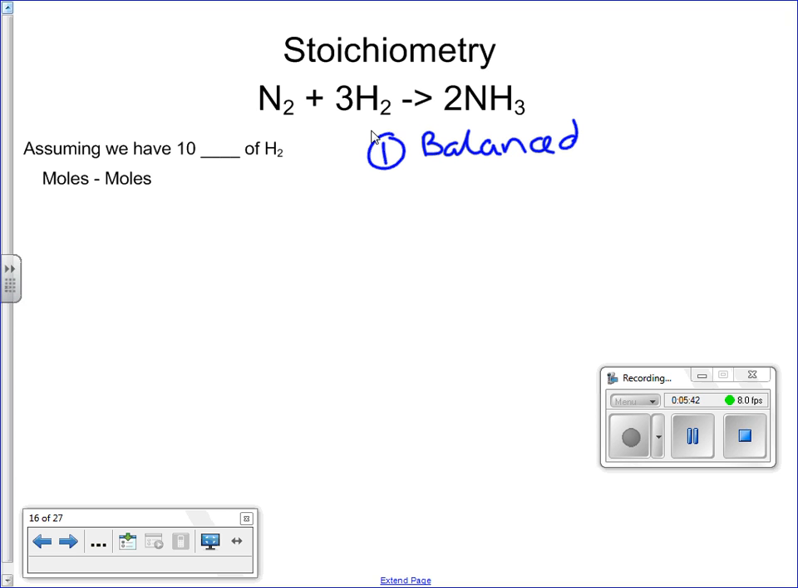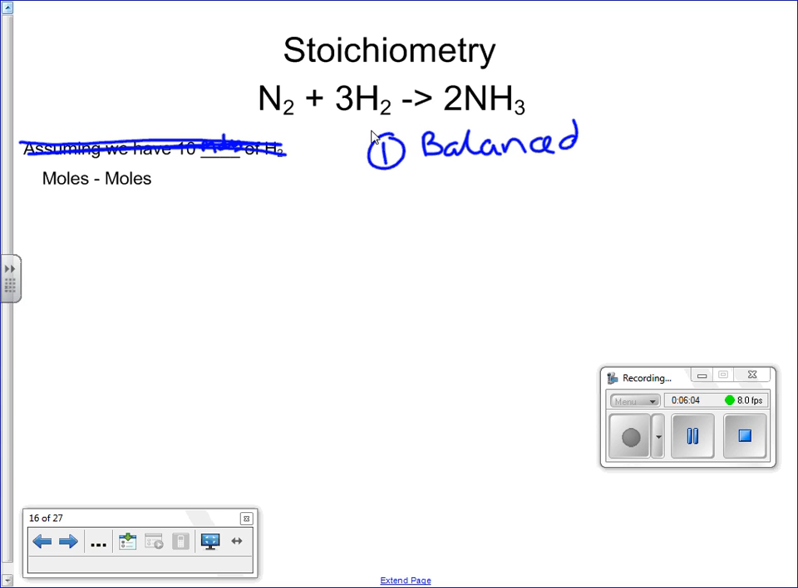I'm starting with a mole of nitrogen and 3 moles of hydrogen, and I am ending up with 2 moles of ammonia. NH3 is ammonia, okay? So all you have to be able to do is do moles to moles. So right now I'm going to start with something easier. So ignore this for right now. We are going to do moles to moles.